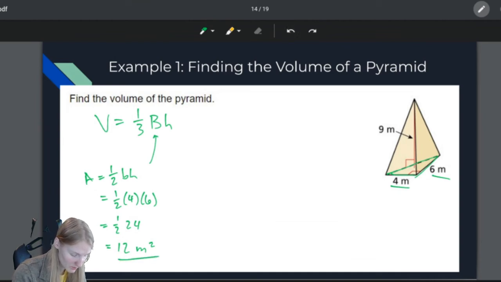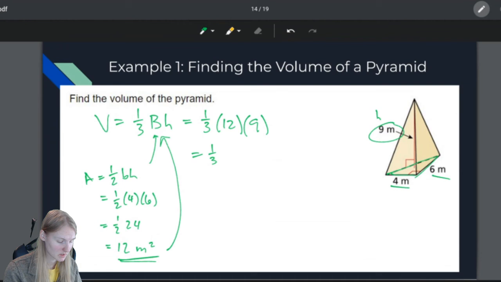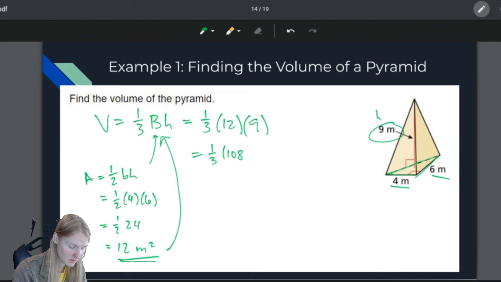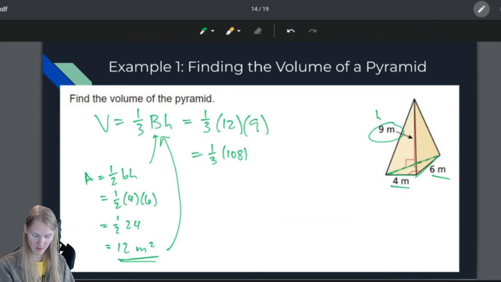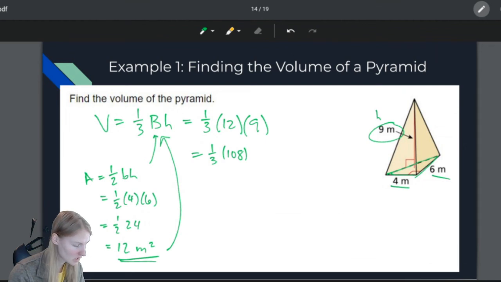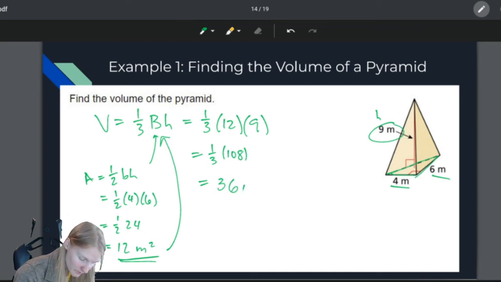And now we're going to take this and put it in there for B, so we get that volume equals 1/3 of the base times the height, which is 9 meters. So this is 1/3 times 12 times 9, which is, I should have remembered that. But remember, don't should on yourself. I didn't remember, and that's okay. 108 divided by 3 is 36 units. Meters cubed.